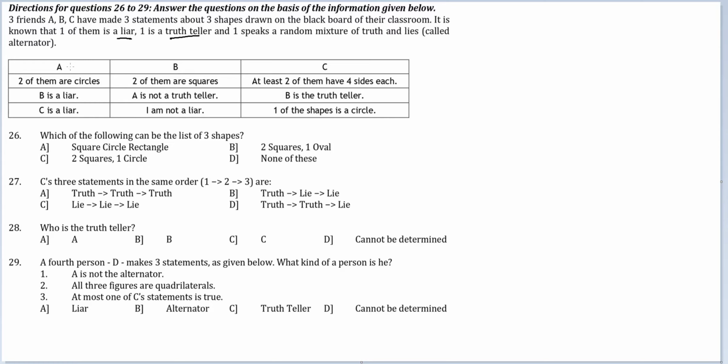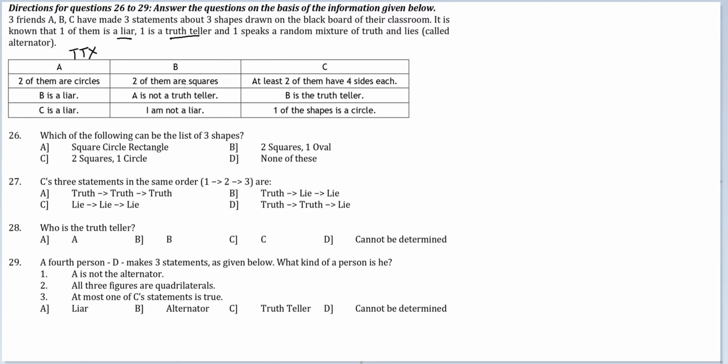So I'm looking at A's first statement, two of them are circles. I don't know if it is true or not. His second statement, B is a liar, and his third statement, C is a liar. If B is a liar and also C is a liar, it would mean that there are two liars in this group, which is impossible, which means A is definitely not the truth teller.